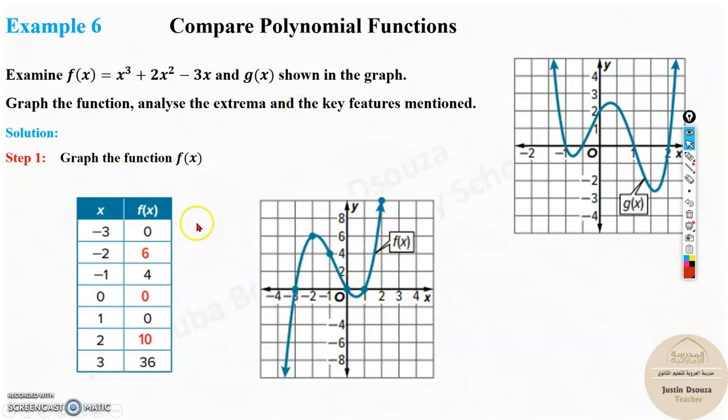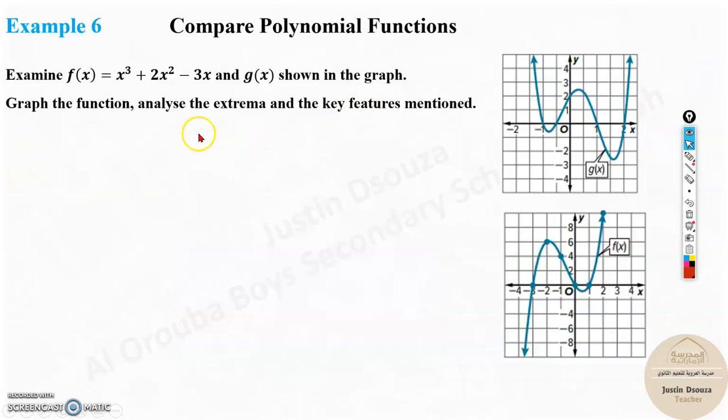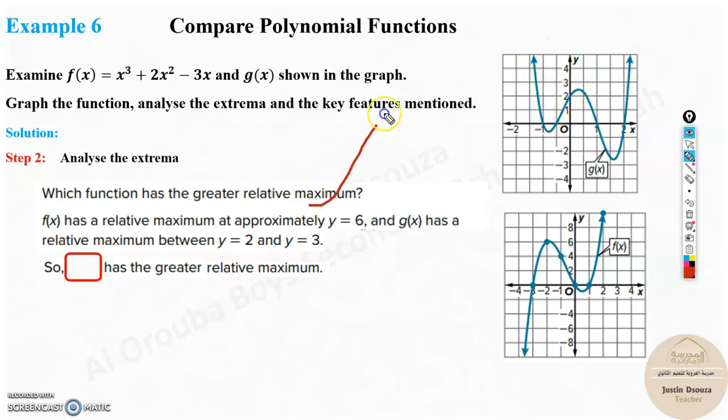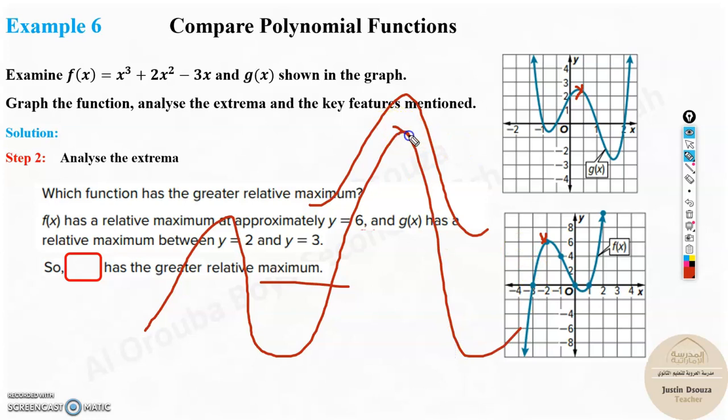Now, the next step is to analyze. What you want to analyze is the extrema, that is the maximum values over here. The relative maximum is not this. See, wherever the graph is going upwards like this, which is the maximum point? This one. And over here, the relative maximum is this point. If the graph is going something like this, this is the maximum point. These are relative, but the greater one is over here.